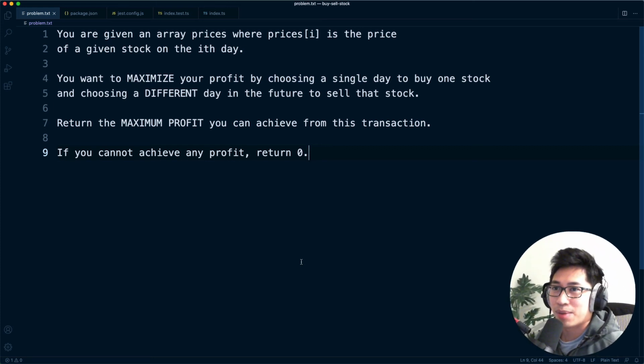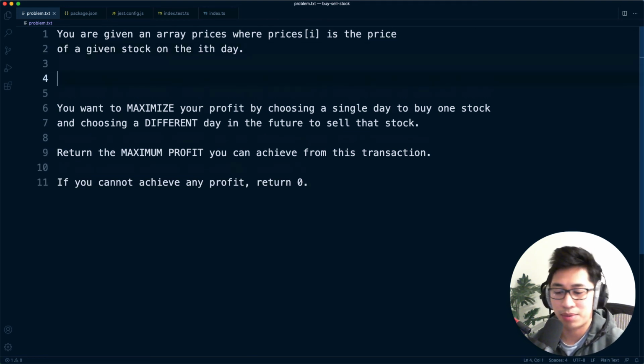So the buy and sell stock problem, this is an algorithm problem that shows up in a lot of different platforms and books. It's used, I believe, in interviews quite often. It's pretty simple. You're given an array of prices, and each of those prices represents the price for a given day. So for example, maybe we were talking about the GameStop stock.